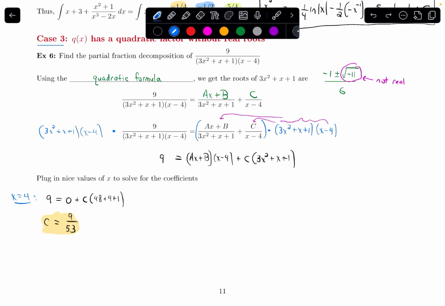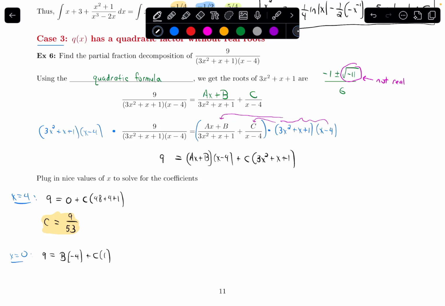So for those remaining ones, let's try plugging in some small terms. Let's try plugging in x equals 0. If I plug in 0, I'll get 9 equals. This ax plus b just becomes b, so at least it makes the ax part go away. And then times x minus 4, 0 minus 4 is negative 4. And then I get plus c times 1.